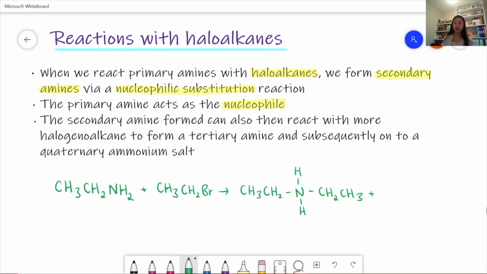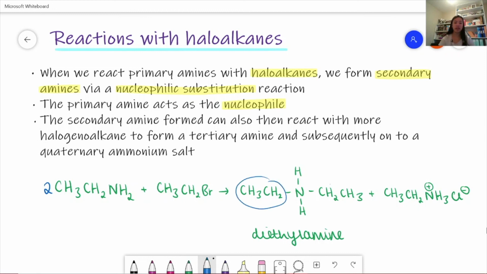So we have CH3CH2NH3+ and then Br-. And in this reaction, we actually need 2 of these ethylamines. So the product we've formed is diethylamine, because we have 2 of these ethyl groups attached to the nitrogen. And we started off with ethylamine and bromoethane.